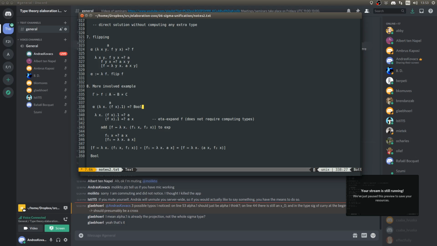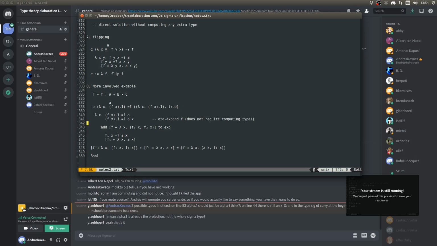But here I could have also said that maybe the right hand side is lambda x dot f x dot 1, and then maybe it's a pair of a function and a boolean. Here you can see that in this unification problem there is a quite complicated relation. In the sense that we have the same thing in the spine and exactly the same thing in the right hand side.